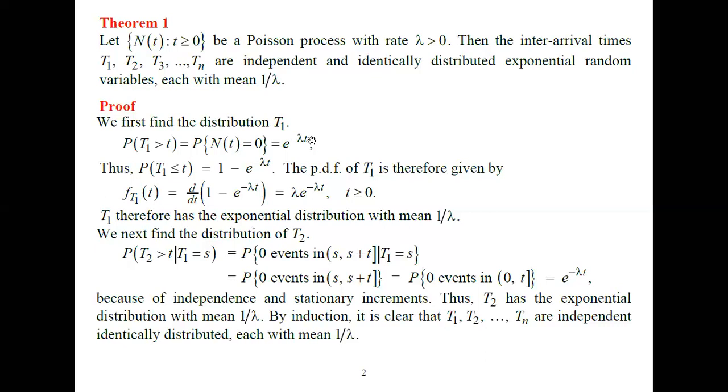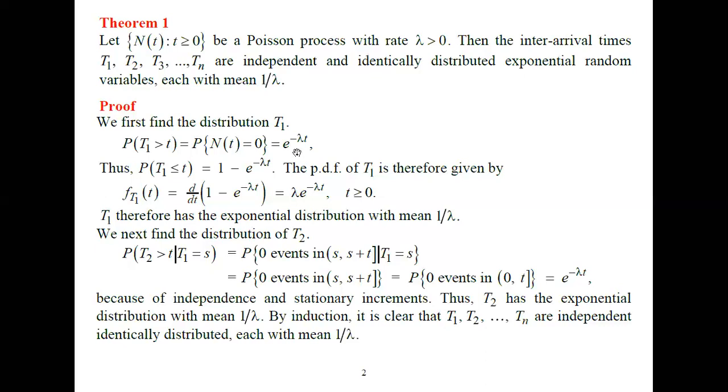You get it? The Poisson distribution says lambda t raised to the power n, e raised to the power minus lambda t, all over n factorial. But in this case, n is equal to zero.